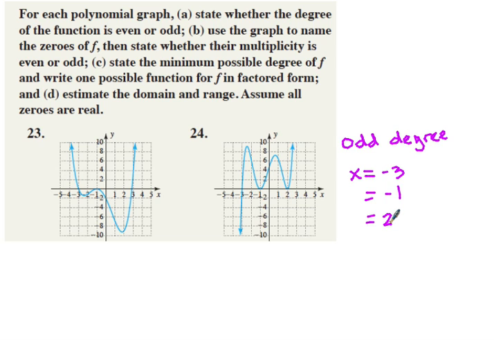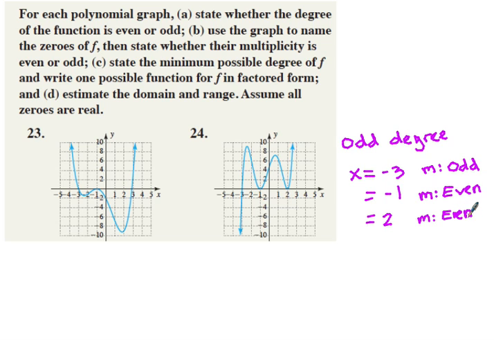And then they're going to say state whether the multiplicity is either even or odd. So the multiplicity here, is this going to be even or odd? Odd, because it goes right through. Good. So anytime it crosses the x-axis, we're going to have that odd multiplicity. Anytime it bounces, we'll have even. So this would be an odd multiplicity. Okay, for negative 1, because it bounces, we'll have even. Good. And then for 2, we'll have even.